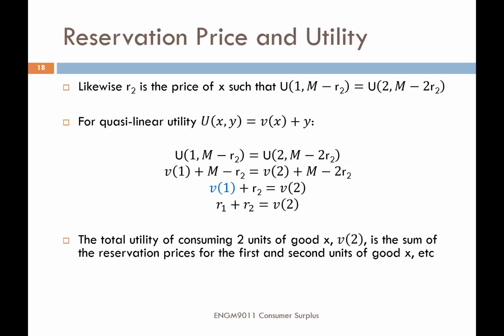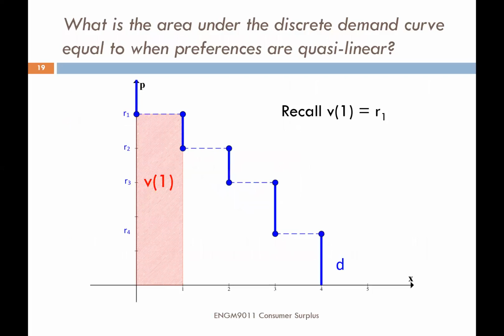So we can conclude, therefore, the total utility consuming 2 units of good X is simply the sum of the reservation prices of the first 2 units, R1 plus R2. And then, as you can imagine, you can just keep on doing this. Total utility consuming 3 units, it's just R1 plus R2 plus R3, and so on and so forth. So that's very neat. All right, so let's apply this to our demand function.